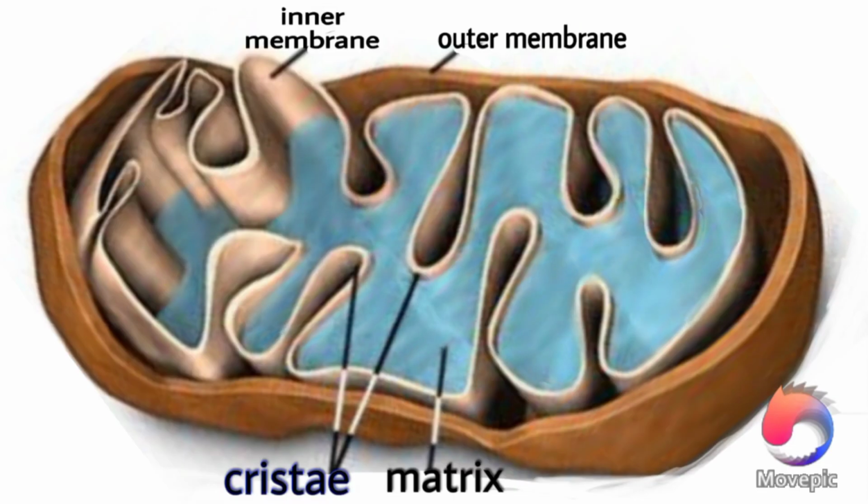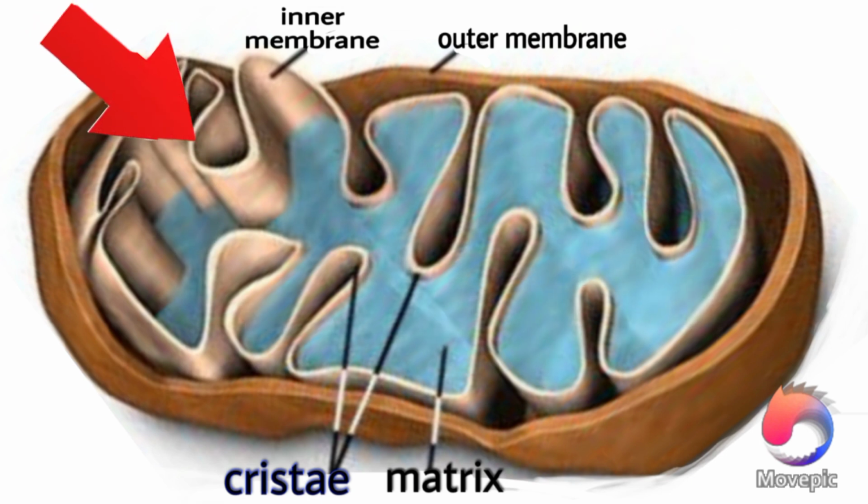You can see here the mitochondrion has a two-membrane envelope. The outer membrane is smooth and porous in nature. It allows the transfer of molecules and ions. It contains a protein called porin. But the inner membrane is thrown into folds. Can you see the folds?